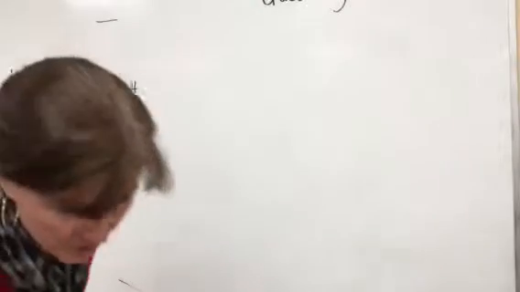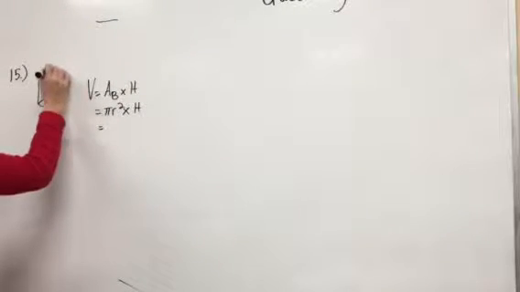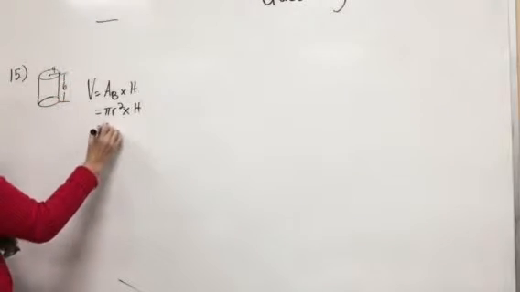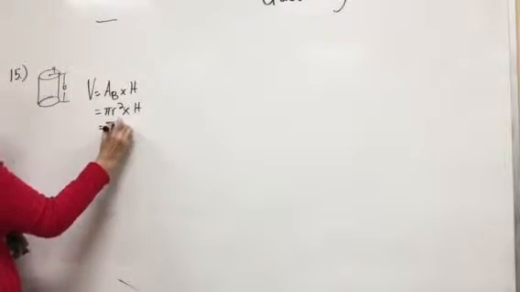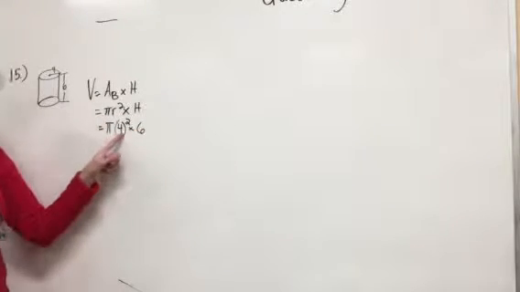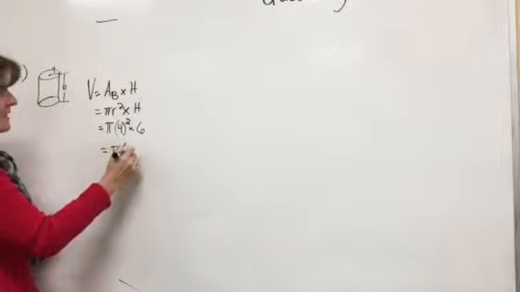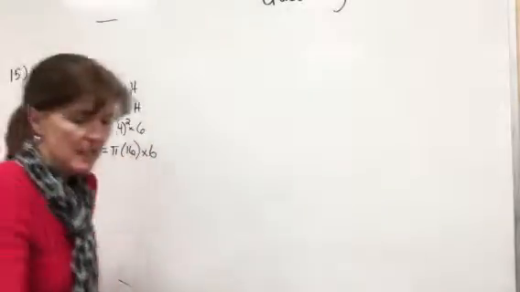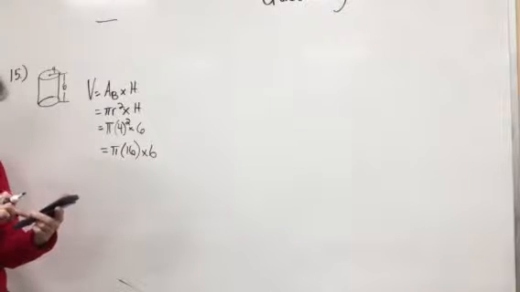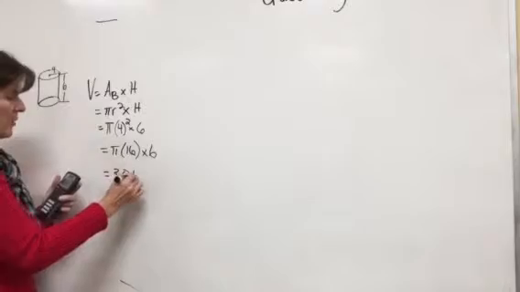So let's see what our numbers are. The radius is 4, and the height is 6. So let's plug it in. Pi times r, which is 4 squared, times height, which is 6. Remember, we have to do the exponent first. So we have pi times 16 times 6. And we are going to multiply 3.14 times 16 times 6, and I get 301.4.